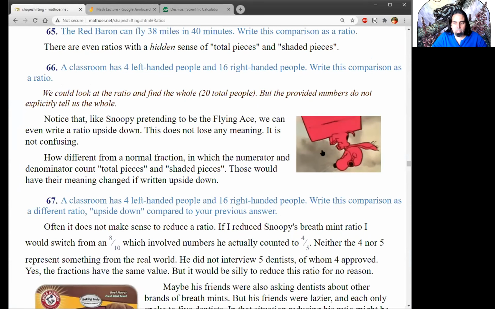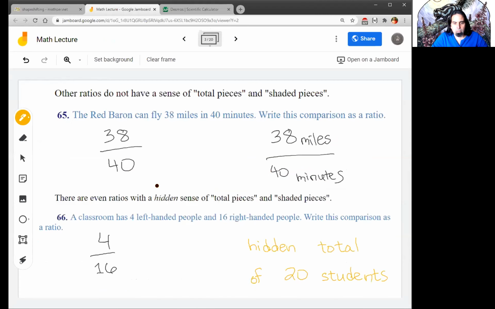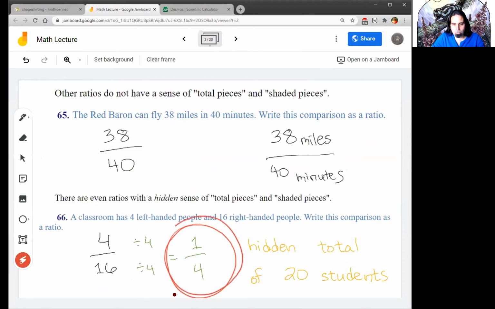And as I mentioned already, we can turn things upside down. That's okay. It often does not make sense to reduce a ratio. If I have 4 left-handed people and 16 right-handed people, and I reduce it, I mean, I could, right? Divide top and bottom by 4. The math is nice. There's nothing wrong with my math reducing it. But nothing in real life that I'm looking at has a 1 compared to a 4. This is some fictitious, smaller classroom with only 5 students in it.